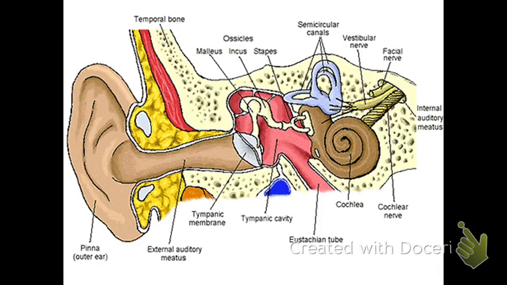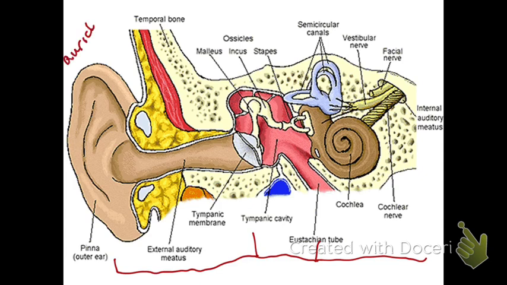And then finally, the ear. Again, focusing on the structures, not the physiology, not how this works. But the ear is broken up into 3 areas. There's the outer ear, there's the middle ear, and there's the inner ear. The outer ear is composed of the pinna. You may also see this called the auricle. Right, that's the flappy part of your ear.